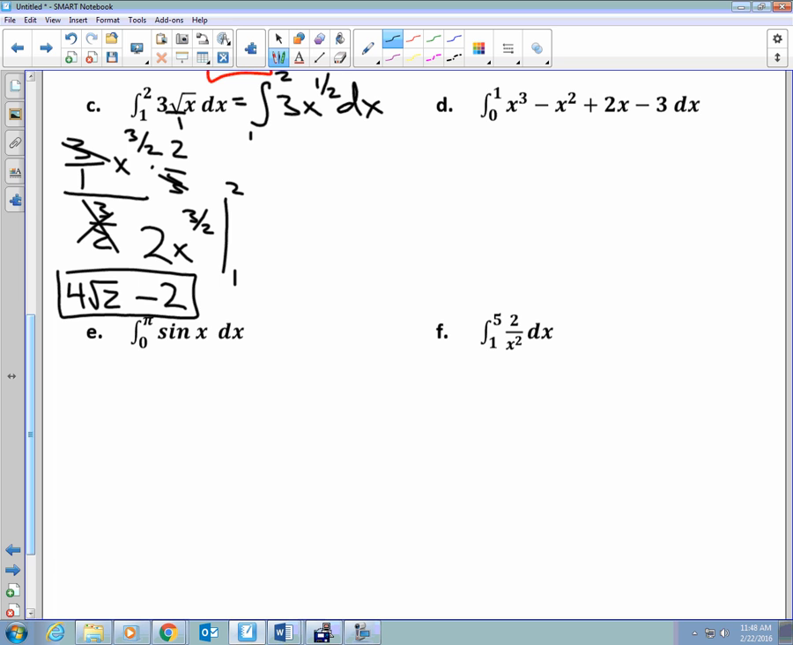What's the antiderivative of x to the third? x to the 4 over 4. Minus x to the 3 over 3 plus x squared minus 3x. Does everybody see that the antiderivative of 3 is 3x?